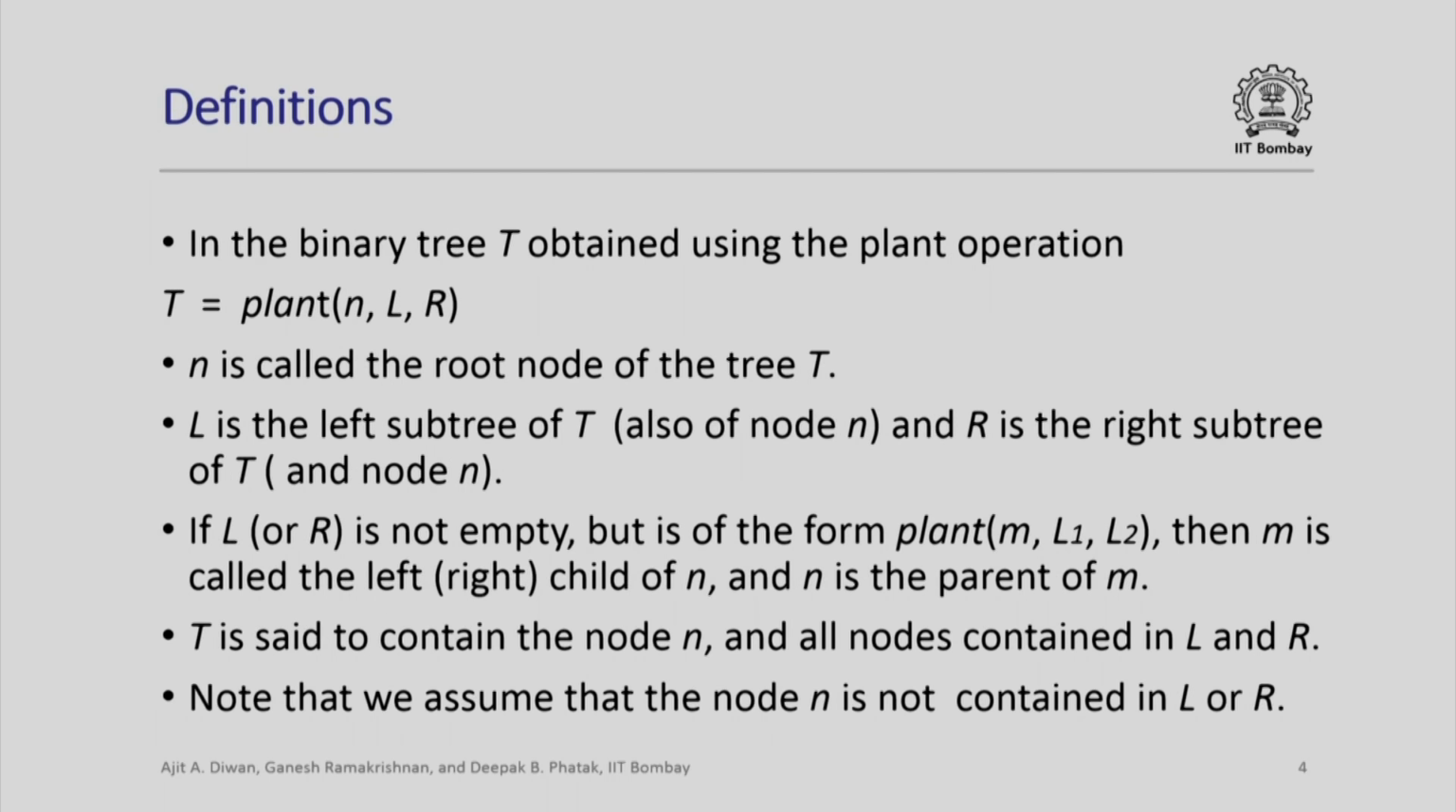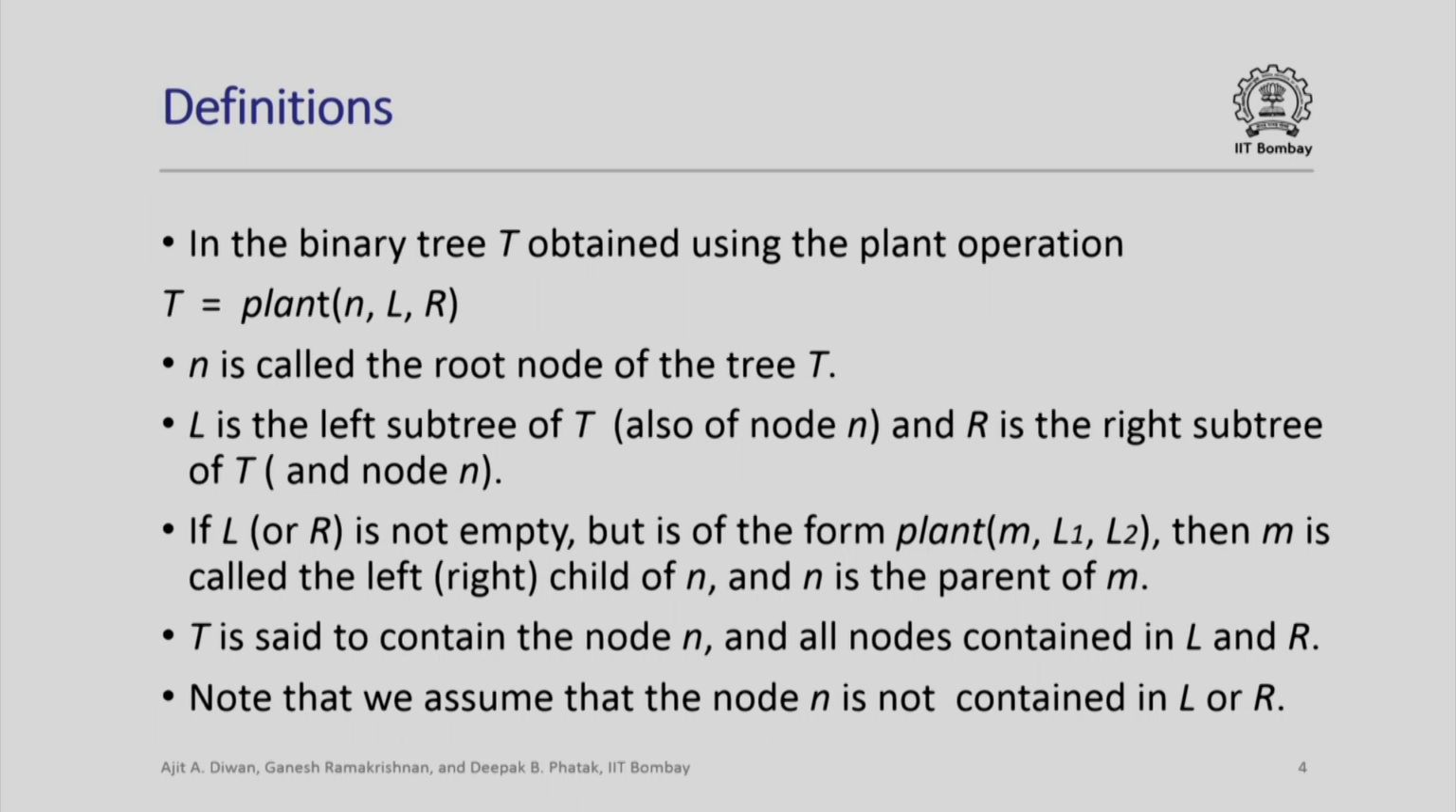There are some terms used in binary trees that we will define. Let us say we have a binary tree T obtained by planting L and R at a node N. Then N is called the root node of the tree T, L is called the left subtree of T and also of the root node N, and R is the right subtree of T. L and R are themselves binary trees and they are called the subtrees of the tree T.